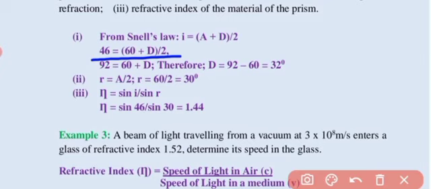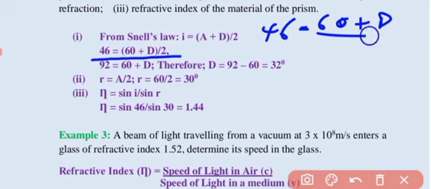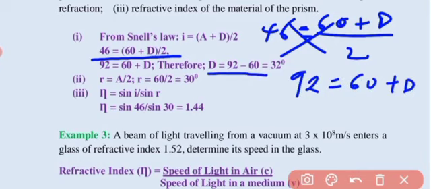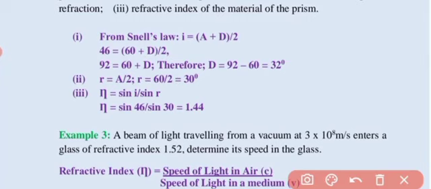That is, if you say 46 equals (60 plus D) over 2, you can easily cross multiply by having 92 equals 60 plus D. So your D will be equal to 92 minus 60, and our angle of minimum deviation equals 32 degrees.